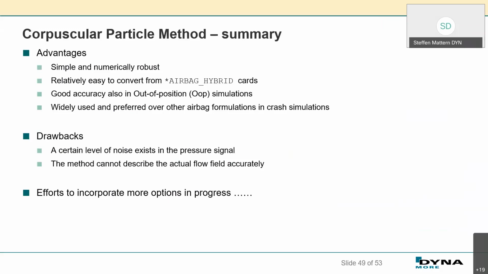As a drawback, we have to mention the noise in the pressure signal. I already mentioned this, especially at lower pressure values where less particles are present. This can be a problem. It also has to be clarified that CPM is not able to describe the actual flow field accurately. So it's somehow limited to the macroscopic view on the airbag. So you use this method to simulate the deployment of your airbag, but you cannot use it to deeply look into the flow of your gas, into the local flow effects.